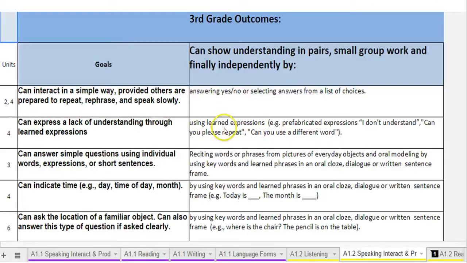For each goal and outcome, they're matched to a unit that is taught at that grade level. So as you can see, for each grade level, we're working with the domains of listening, speaking, reading and writing, and language forms, which are grammar. Okay, and they are matched to the units that are taught for that grade.